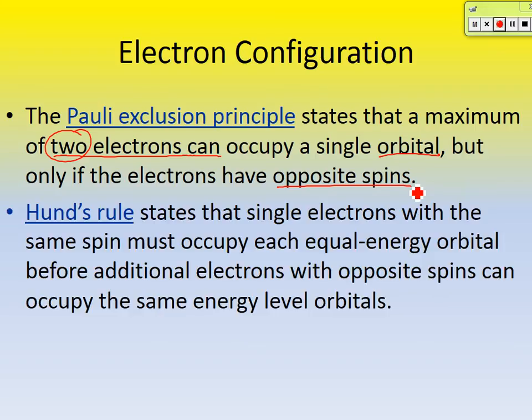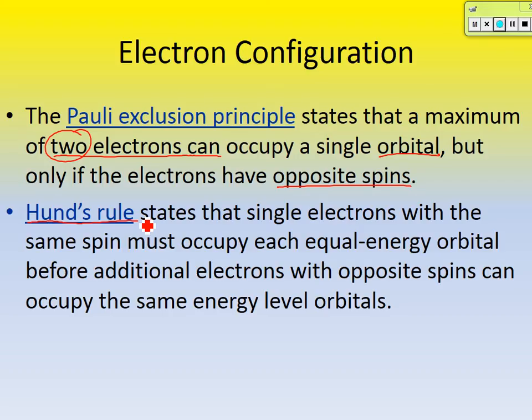Okay, let's talk about the last rule for writing electron configurations, and that's Hund's rule. It states that single electrons with the same spin must occupy each equal energy orbital before additional electrons with opposite spins can occupy the same energy level orbital.